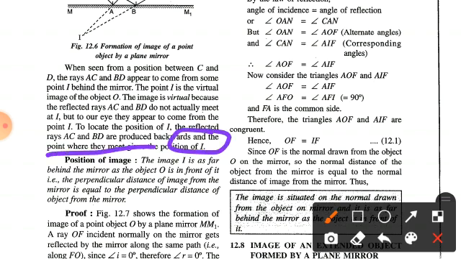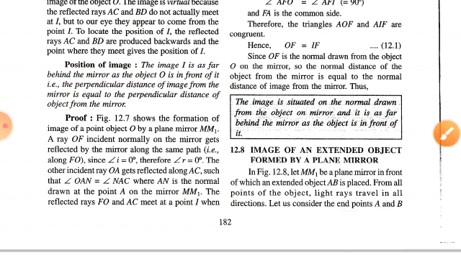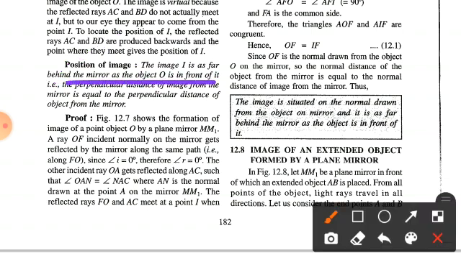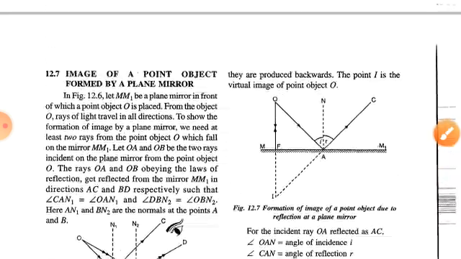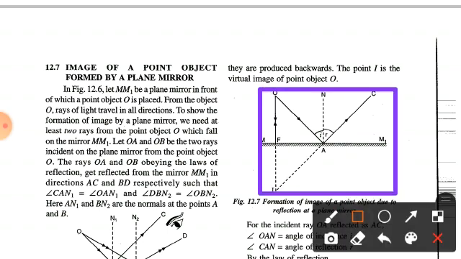Clear? So how can we find out the position of I? Here you can see it is given, position of image. The image I is as far behind the mirror as the object O is in front of it. That is, the perpendicular distance of the image from the mirror is equal to the perpendicular distance of the object from the mirror. Clear? Now this is the proof given here, so I am not discussing the proof. You can see this is the figure and you can easily understand by this figure. If you still feel any doubt, you can ask me in the comment section, students. Clear?